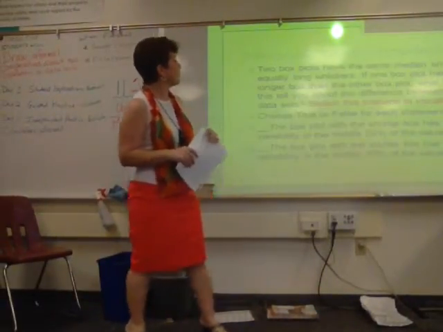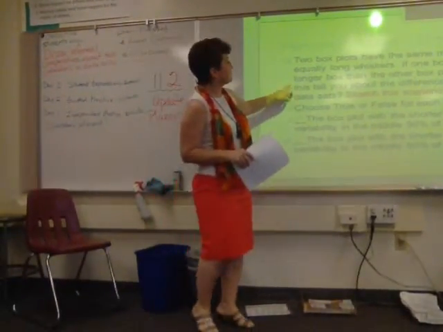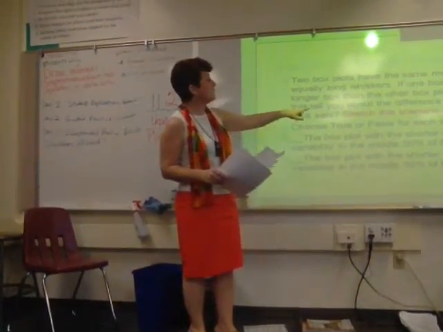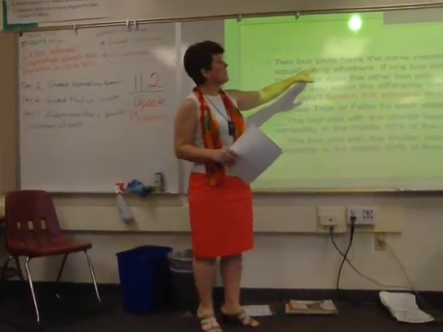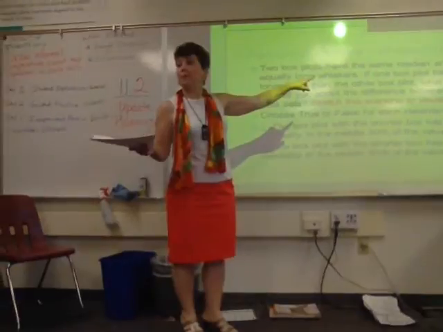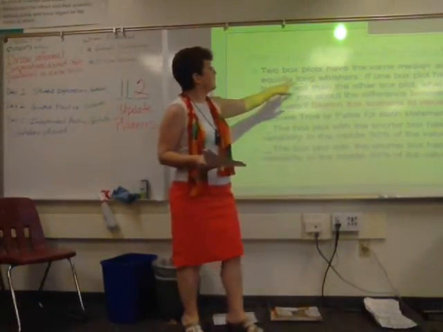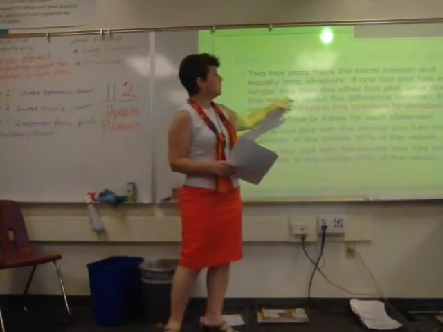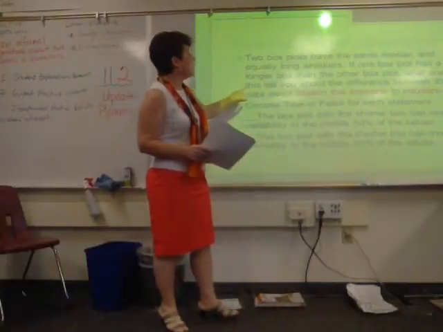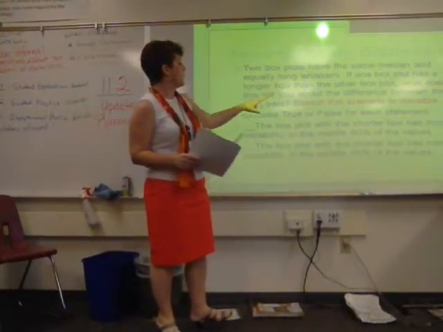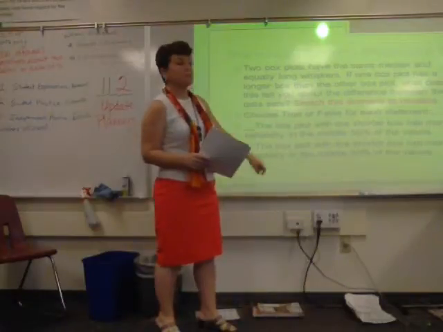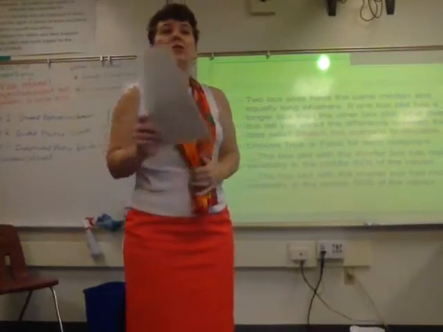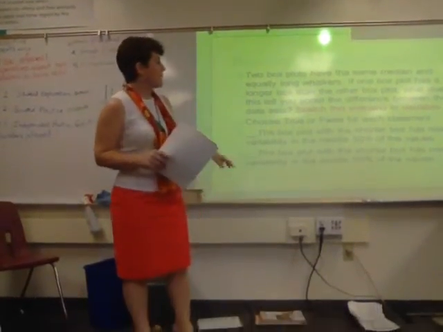All right, now I want you to get out your paper where you did your warm up, or even on the side here. I want you to sketch this scenario. Two box plots have the same median, and you can make up your number line here, and equally long whiskers. If one box plot has a longer box than the other, what does this tell you about the difference between the data sets? You're going to turn this in with your warm-up.